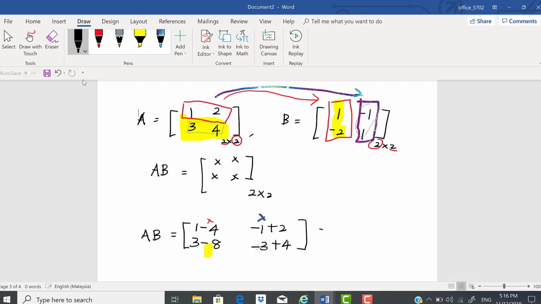Okay, so 1 minus 4, you get negative 3. Negative 1 plus 2, you get 1. 3 minus 8, negative 5, then negative 3 plus 4, you get 1. So you get the final answer, which is this one.